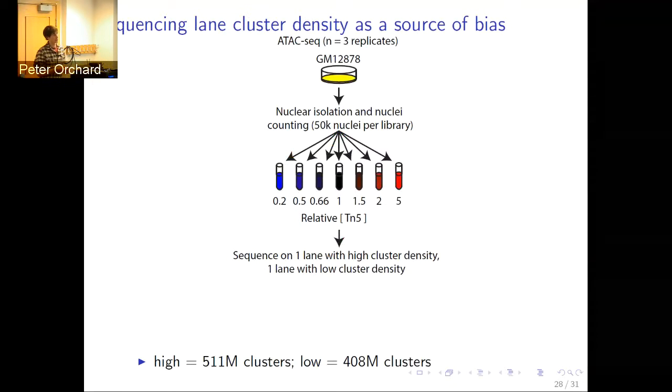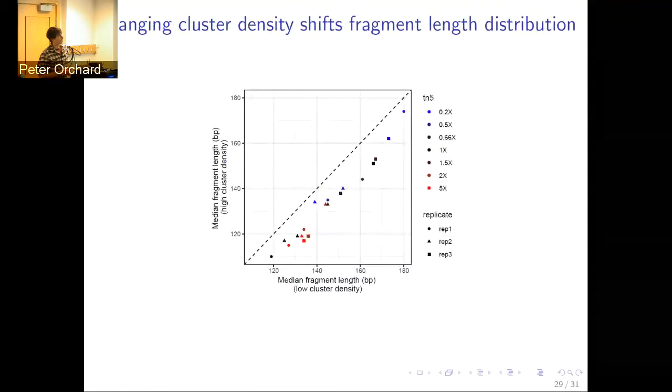In a second sequencing run, we again threw in those same exact DNA libraries, but we only ended up with like 400 million of those clusters. So you're changing the density by about 25%. We were wondering, okay, what effect does this have on the data, if any? And you do actually see an effect.